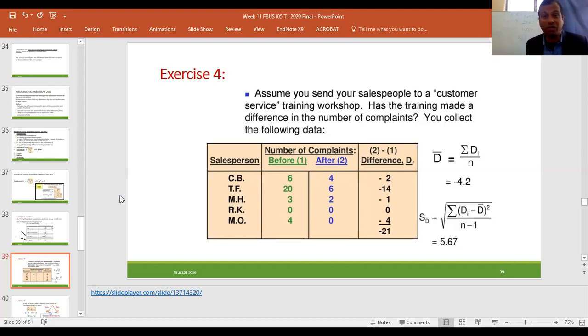So what I did, I have the salespersons CB, TF, MH, all 5 names, and the number of complaints before the training program. For person CB, how many monthly complaints were coming? 6. For another, 20, and so on. And the number of complaints after the training program, over the next month, we noticed 4, 6, 2, 0, 0, 4. So you have one value before, one value after. What is the difference? After minus before: 4 minus 6, 6 minus 2, 0 minus 20 and so on. You see the difference Di, and the sum of Di is minus 21.